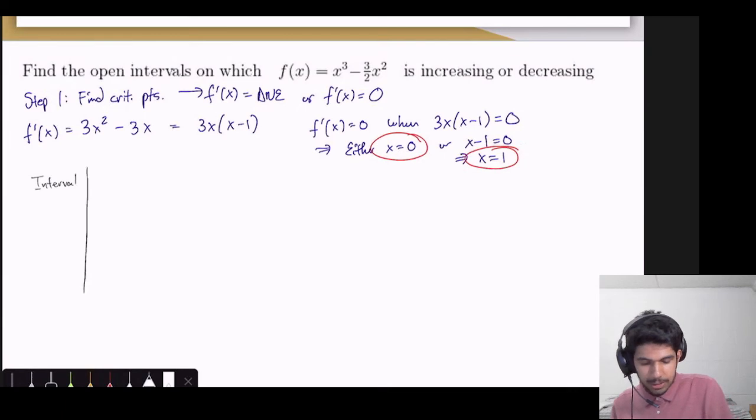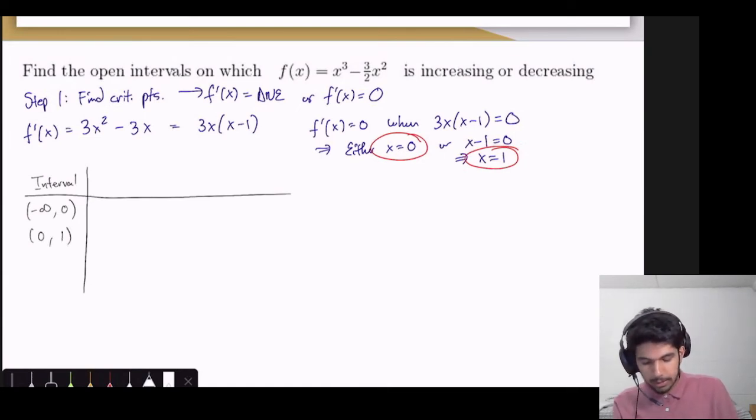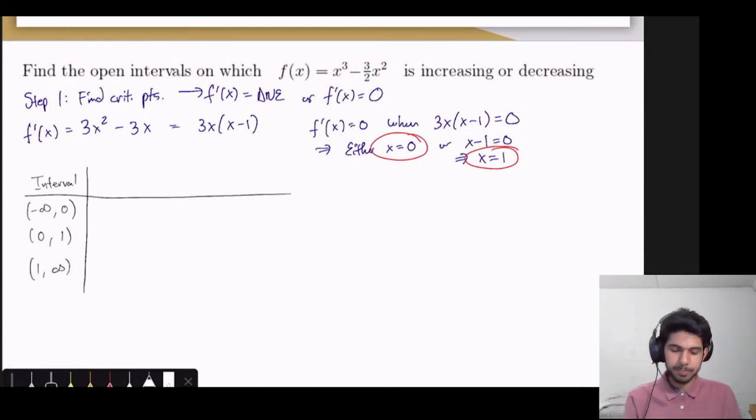So first, we're going to consider our intervals. Our first interval, starting from the left, goes from negative infinity to our first critical value at x equals 0. Because either the function is increasing or decreasing, there's no points in that interval such that the first derivative is 0, because we found the points where the first derivative is 0. Then we go from 0 to either the next critical point or to infinity. And in this case, we go to the next critical point, which is 1. And then finally, we go from 1 to infinity. So those are our intervals that we've broken the function into.